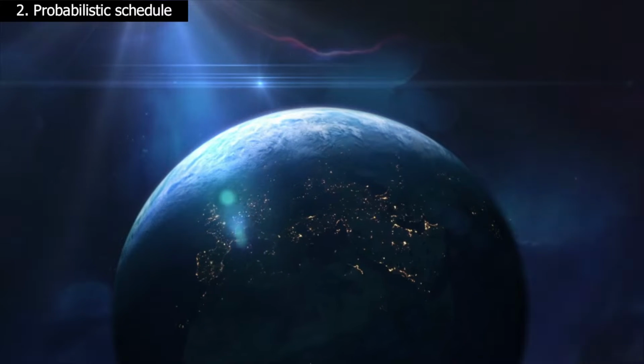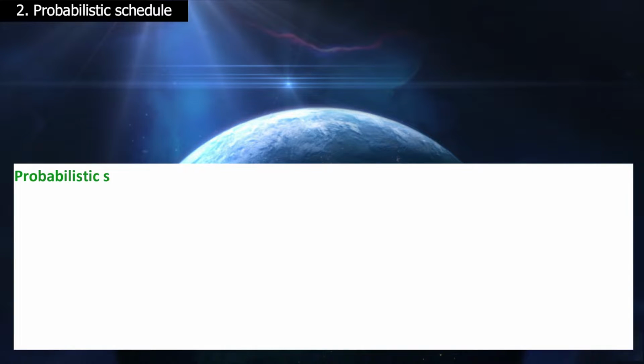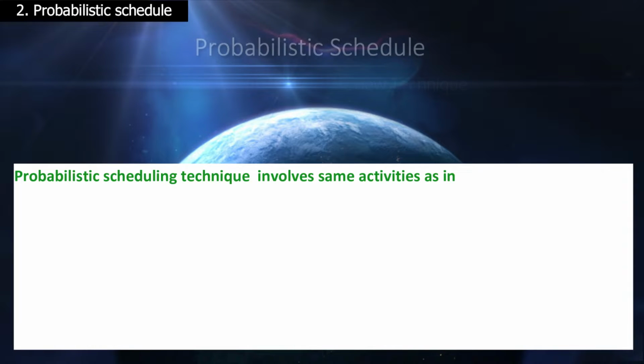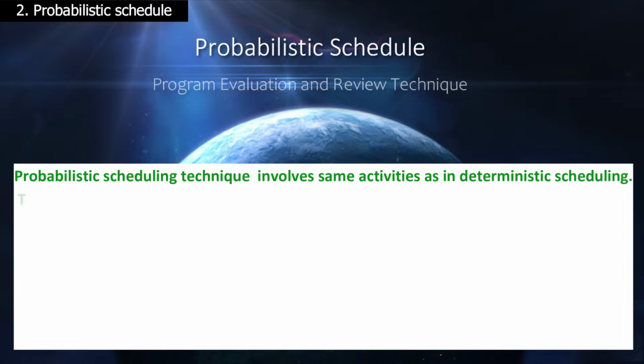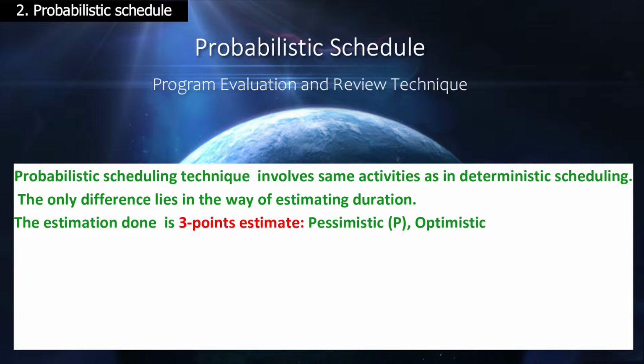The second scheduling method is probabilistic scheduling. Probabilistic scheduling involves the same activities as in deterministic scheduling. The only difference lies in the way of estimating duration. The estimation is a 3-point estimate: pessimistic, optimistic, and most likely for each activity.